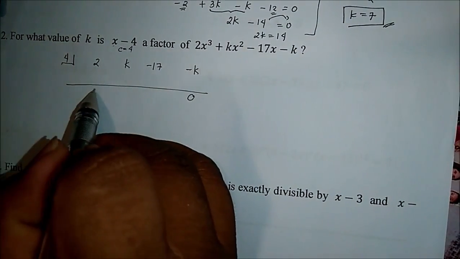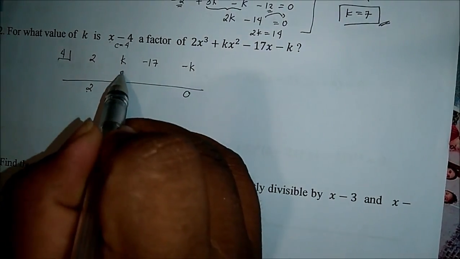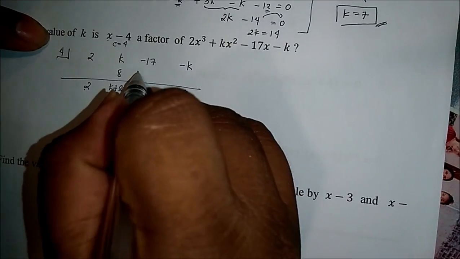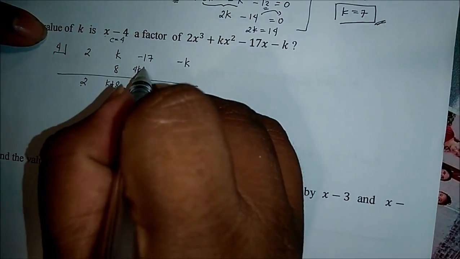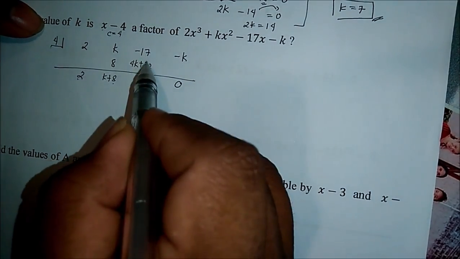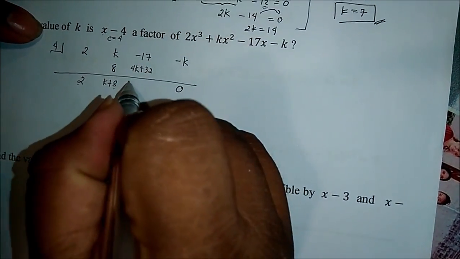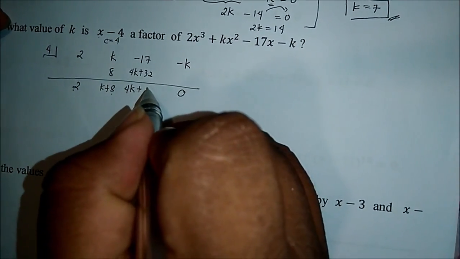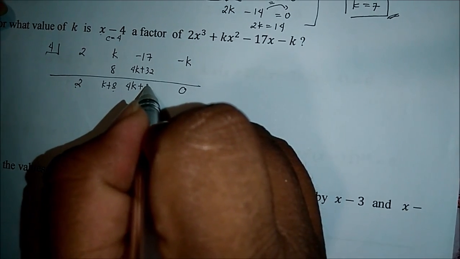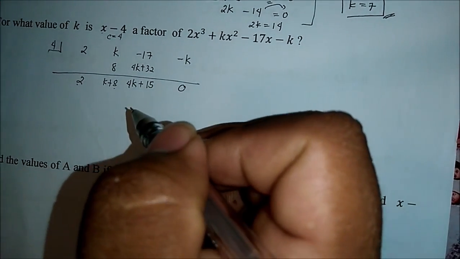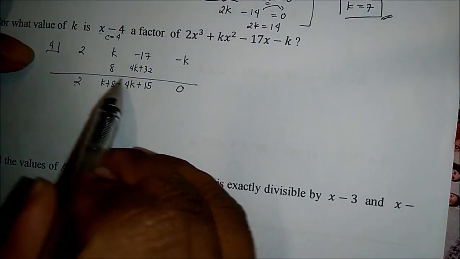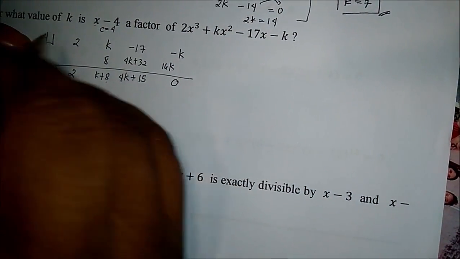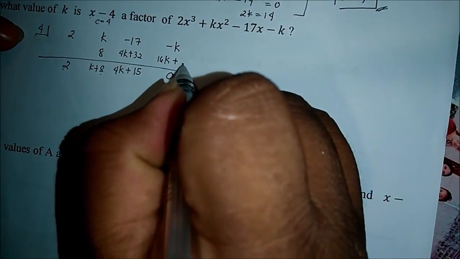So, using synthetic division, bring down 2. 2 times 4 is 8. Since we cannot add this, just write k plus 8. So, k times 4 is 4k. Then, 8 times 4 is positive 32. So, let's add. Ito ang ma-add natin, yung parehong constant. So, just copy 4k. Negative 17 plus 32 would be positive 15. Then, 4k times 4 is 16k. And then, 15 times 4 is positive 60.